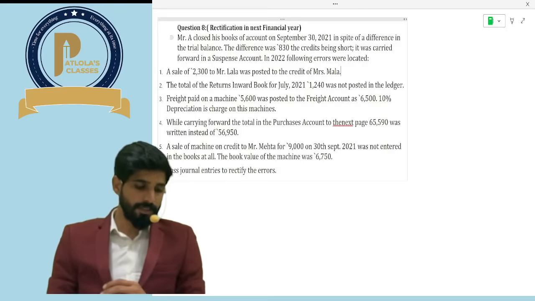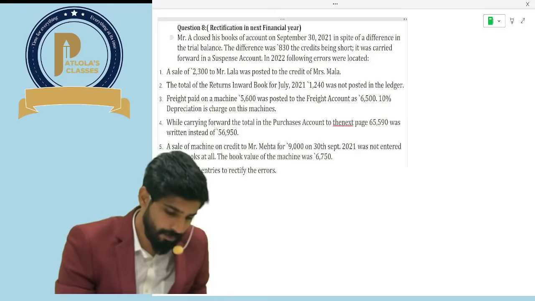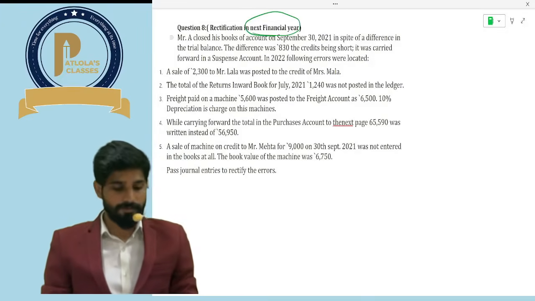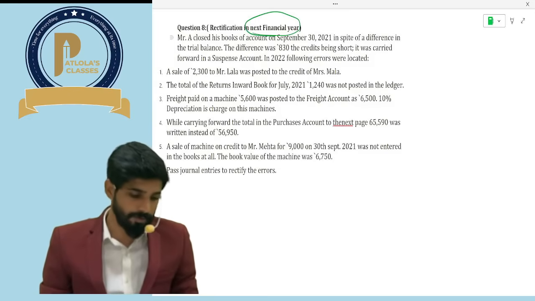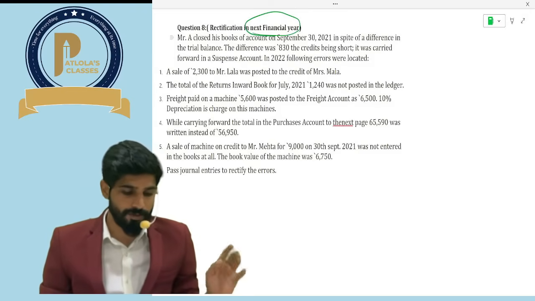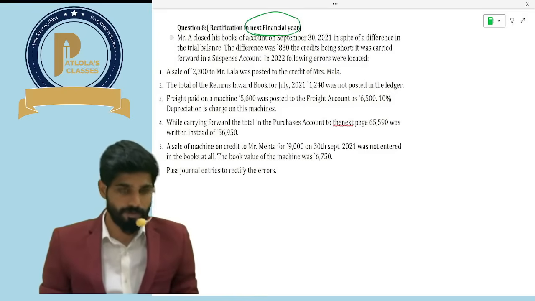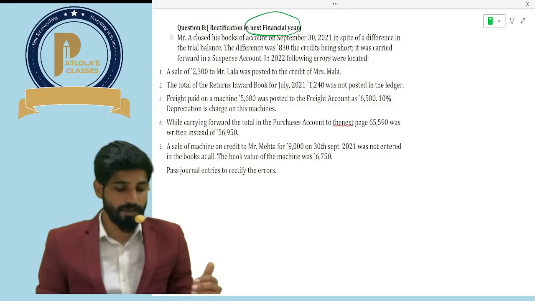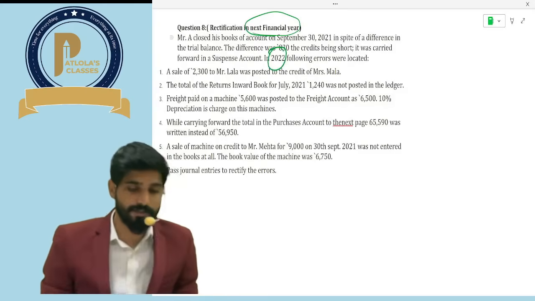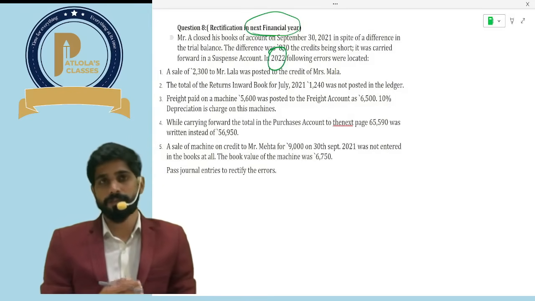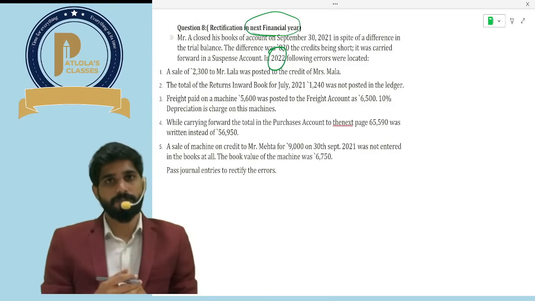Now let us get started with the eighth question. Once again, this question is from rectification which is done in next financial year. As we have discussed, students won't be comfortable in this area. We are trying to solve more and more questions. Okay, try to understand. Mr. A closed his books of accounts for 2021 in spite of a difference. So they have closed their books of accounts. The difference of 830 suspense, the credits being short, it was carried forward in suspense account. In 2022 they are finding these errors. Can I say these errors are found in next financial year? So wherever there are any nominal accounts, we are going to use the word P&L adjustment account, isn't it?